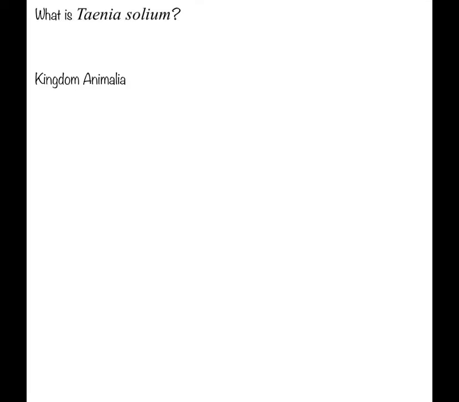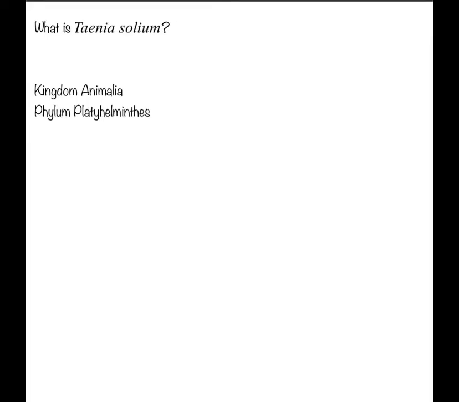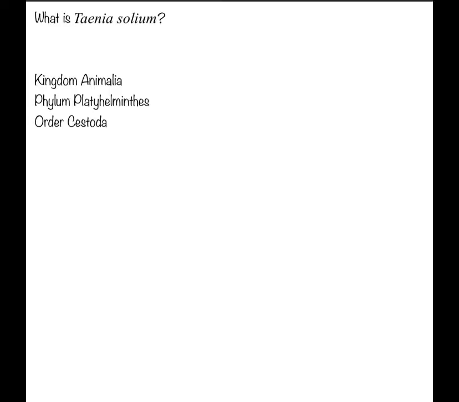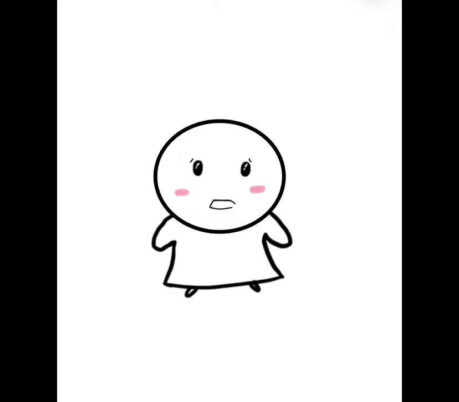Alright, so Taenia solium is from kingdom Animalia, phylum Platyhelminths. And platyhelminths can look like this, and this. Aren't they adorable? But unfortunately, we are not going to review those cute flatworms. Instead, we are going to review more specifically flatworms from order Cestoda, where Taenia solium belongs. And they look like this. Not that adorable, right? And trust me, it is not only their looks that is not adorable. But I am going to explain later in the video why.